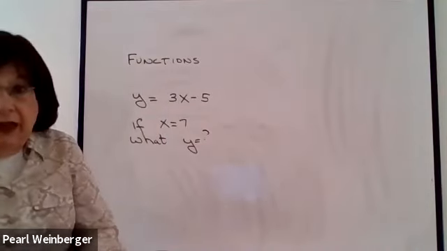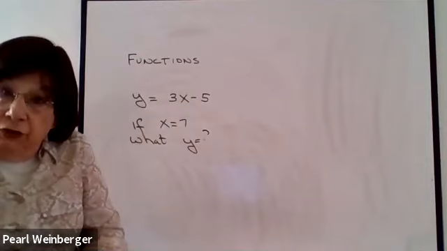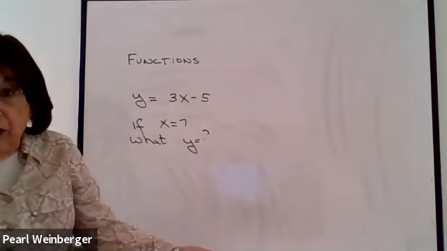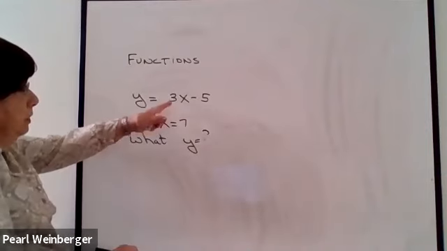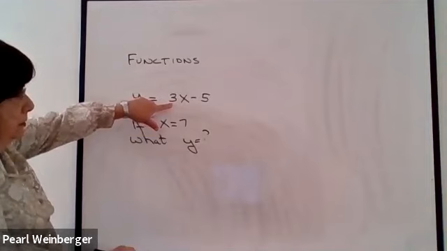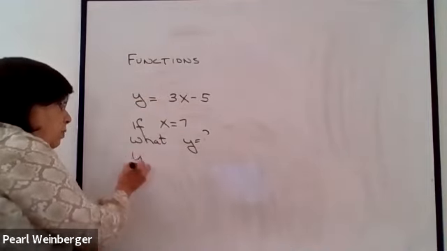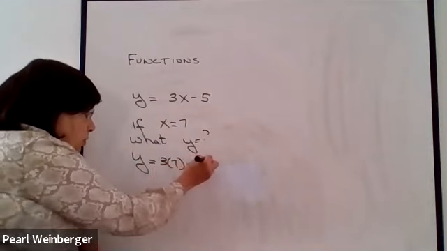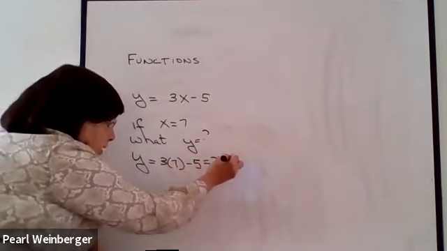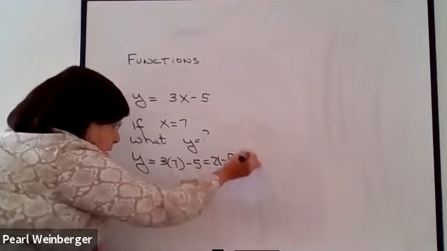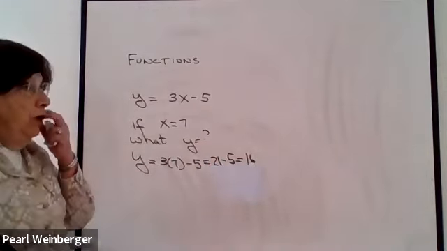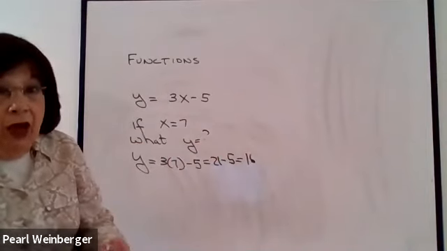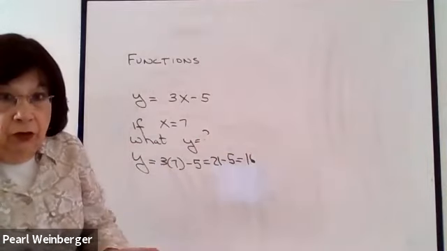I could do something like that. I can assign a value to the x and find the corresponding value for y. And we do it by simply replacing the x by 7, and we'll get y equals 3 times 7 minus 5, which is 21 minus 5, which is 16. In other words, when we pick the x to be 7, the y is going to have to be 16.